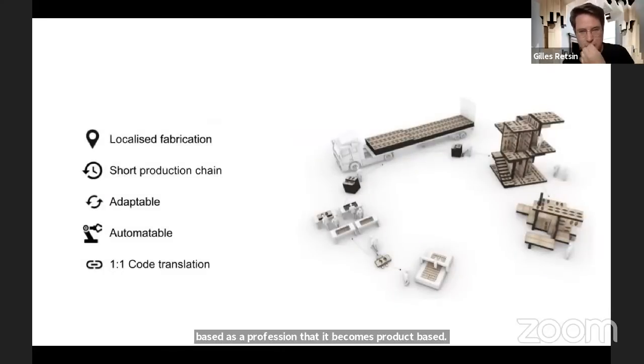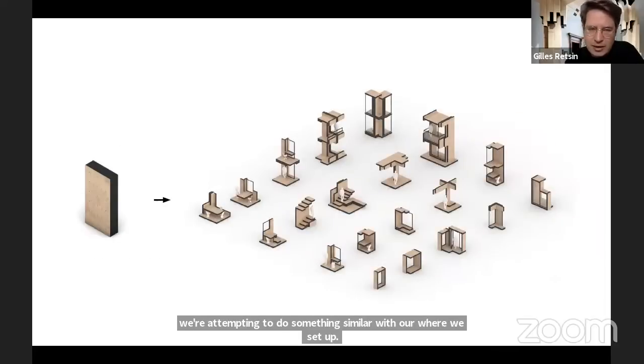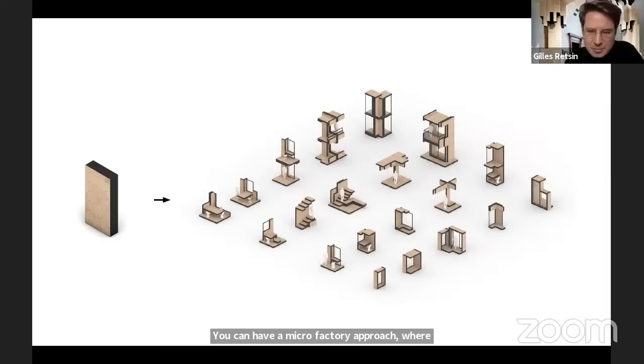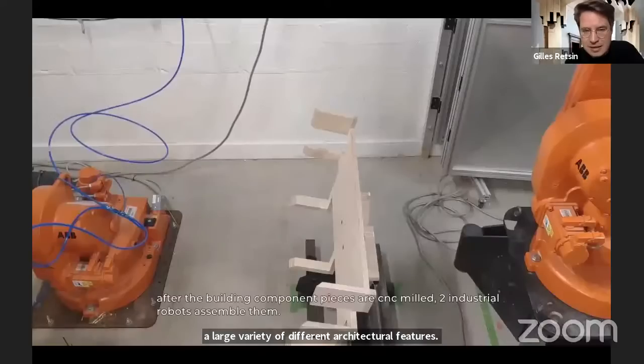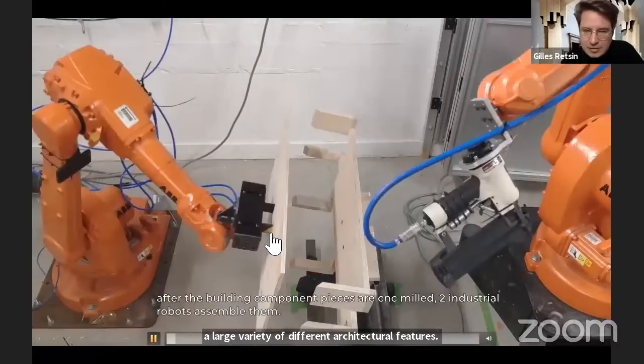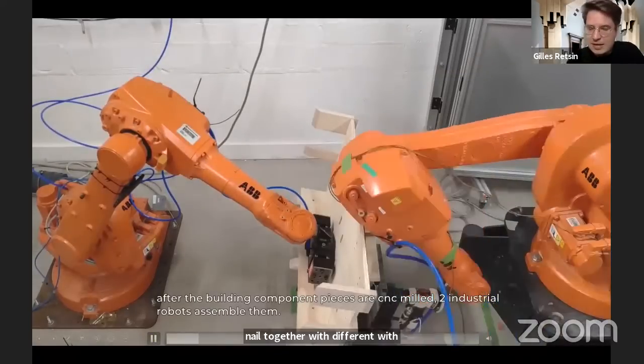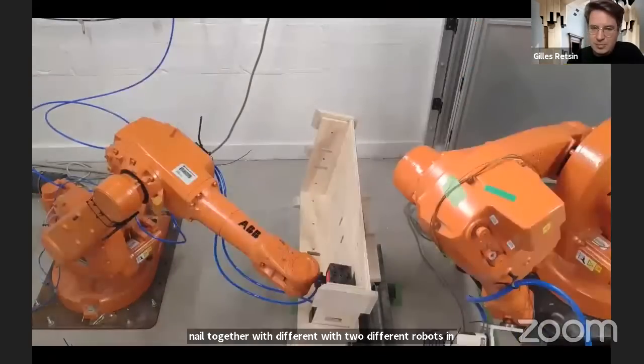So we're attempting to do something similar with Our, where we've set up a micro factory approach, where a simple robotically built building block can be assembled into a large variety of different architectural features. Up to the scale of housing, this block can be robotically prefabricated, so it can be nailed together with two different robots into a building block.